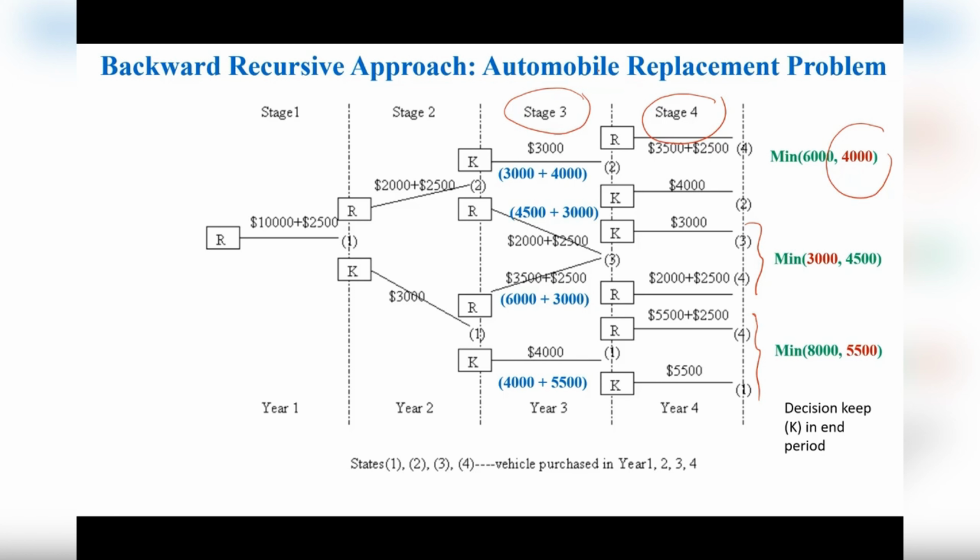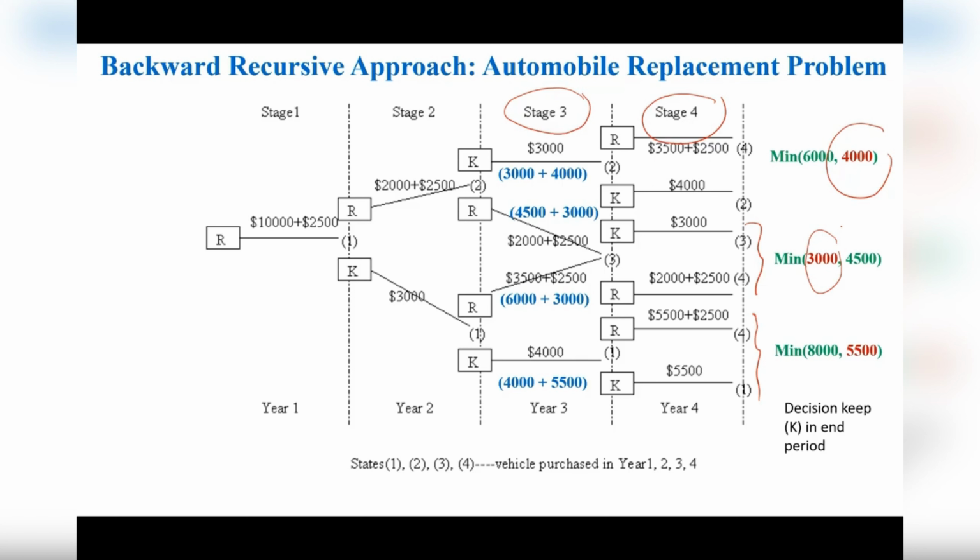If we were to replace that car, it would cost us $4,500 plus $3,000, which is the minimum if we were to replace it, and then the optimal choice coming in stage 4, which would be to keep it. In fact, in stage 4, it's always optimal in this case to keep the car.